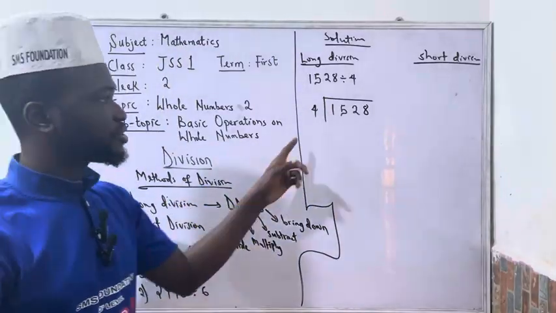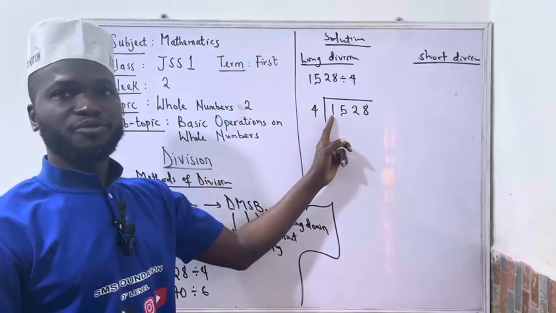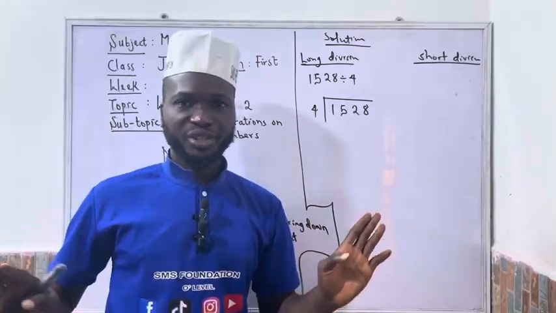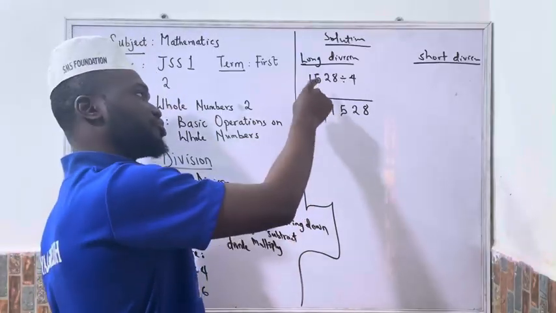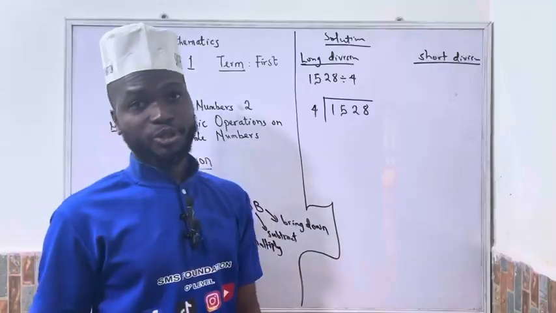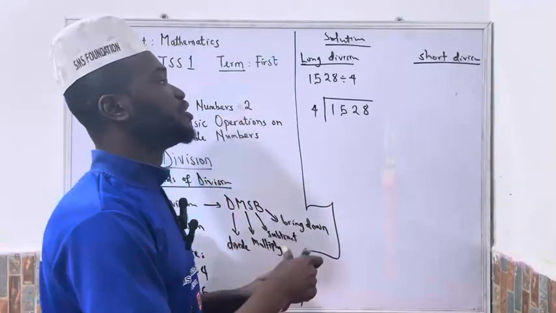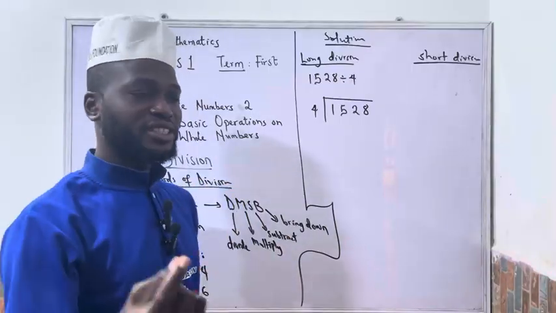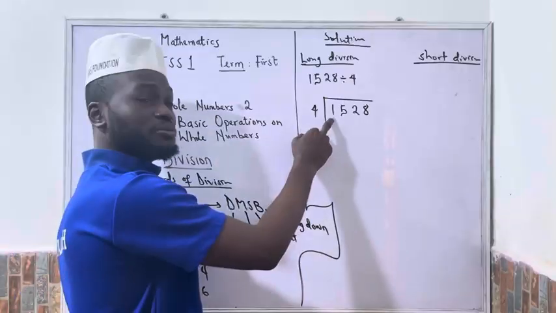Now, we are going to start with the first digit. How many 4s can I get from 1? Impossible. Anytime you want to divide a small number by a big number, just know that the result will always be 0.